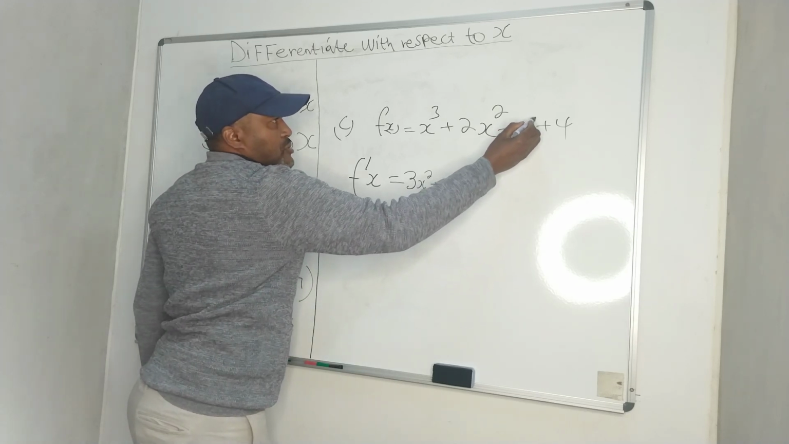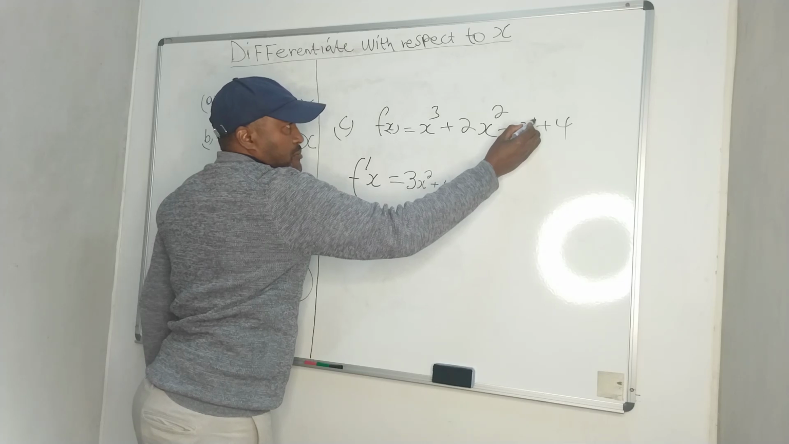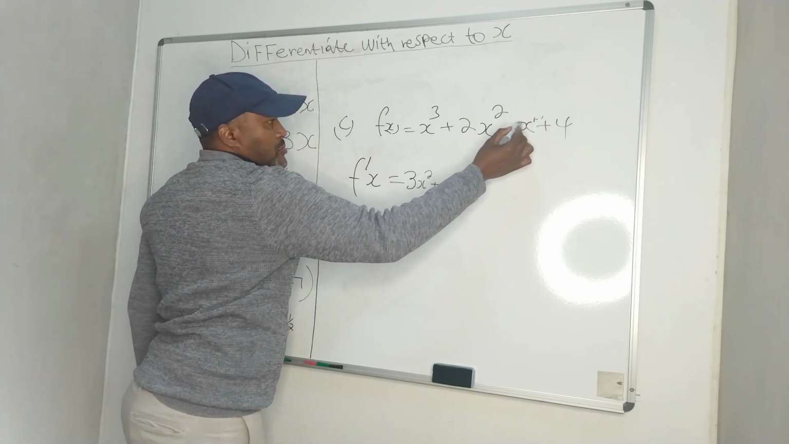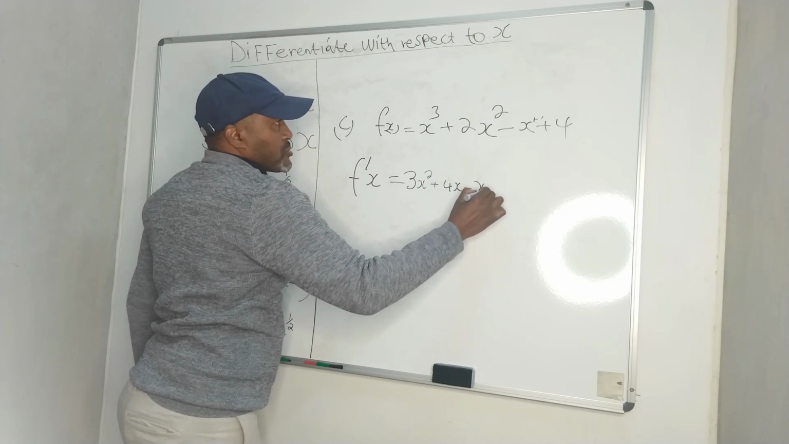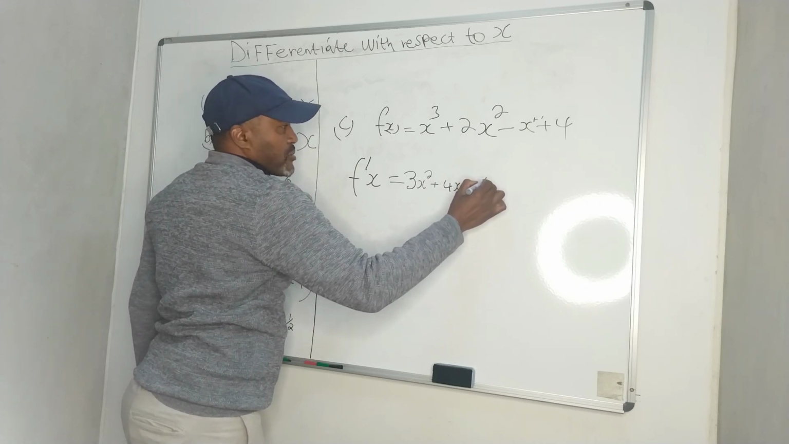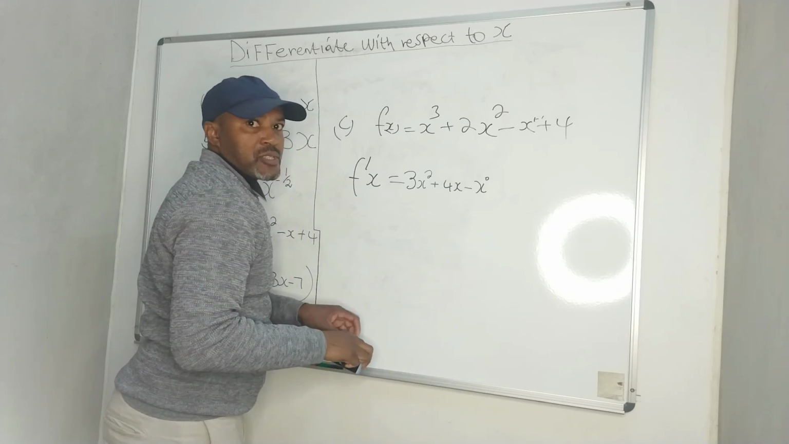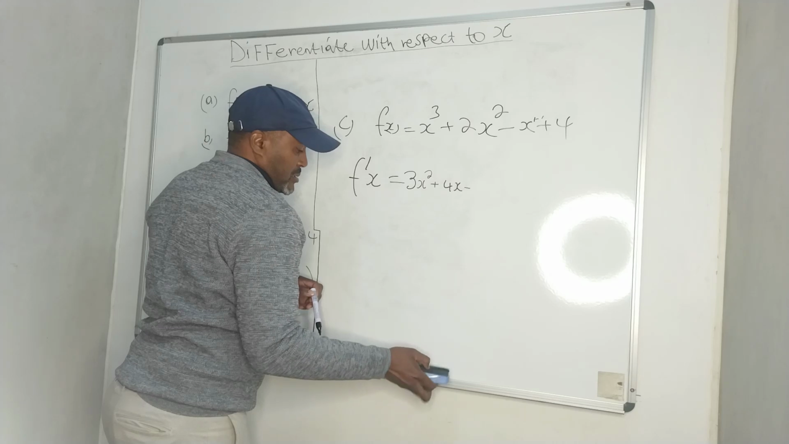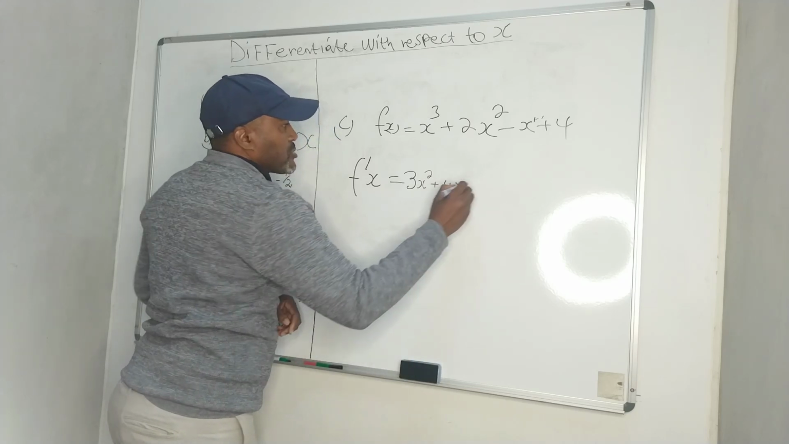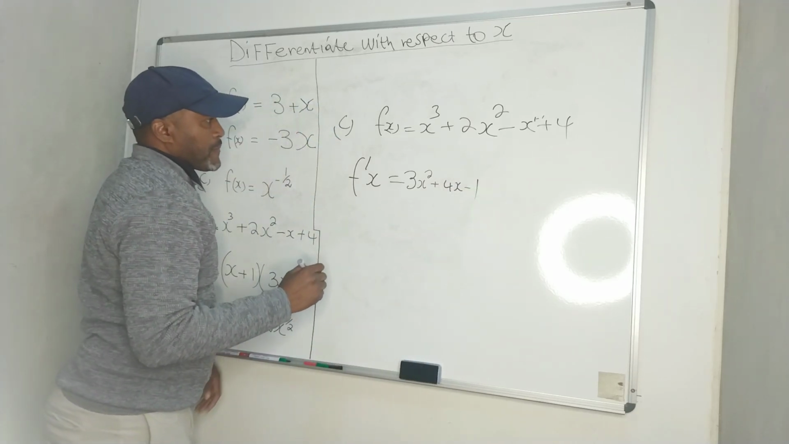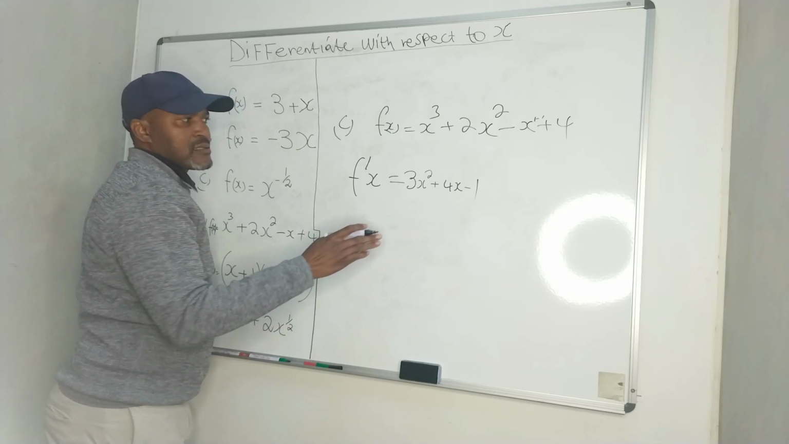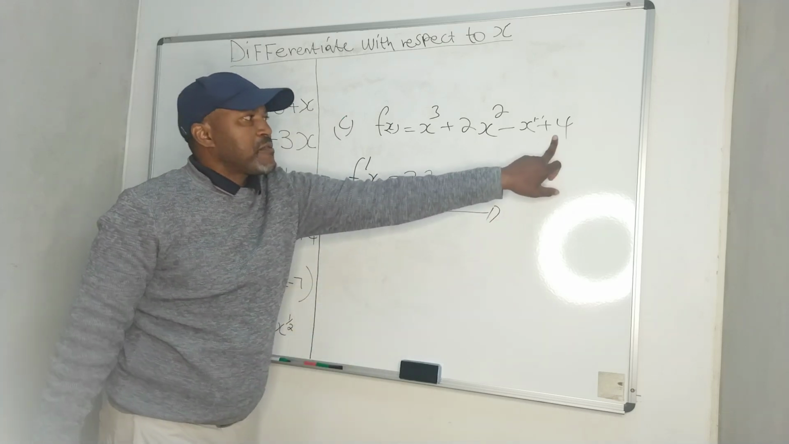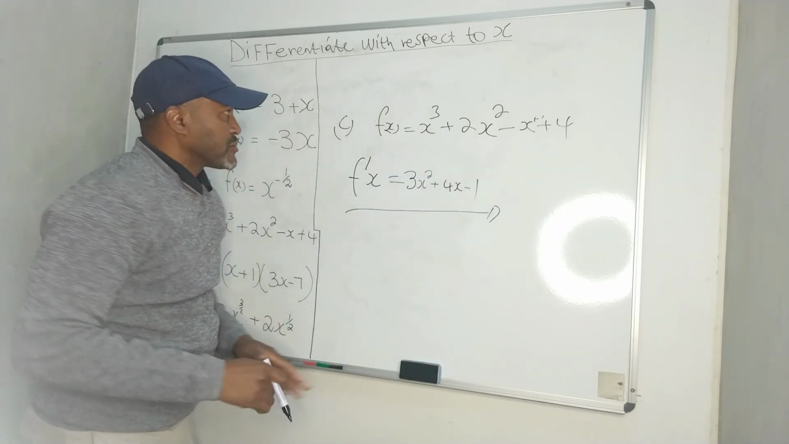But that 1 should say minus 1. So your answer will be x to the power 0. And x to the power 0 is 1. Okay? X to the power 0 is 1. Then we are done. That is your answer. Because 4 is a constant, it's going to be 0.